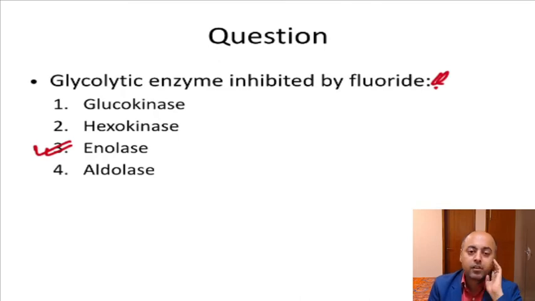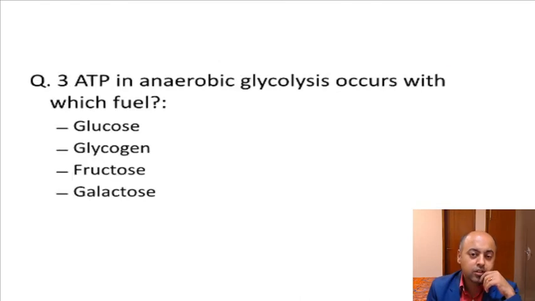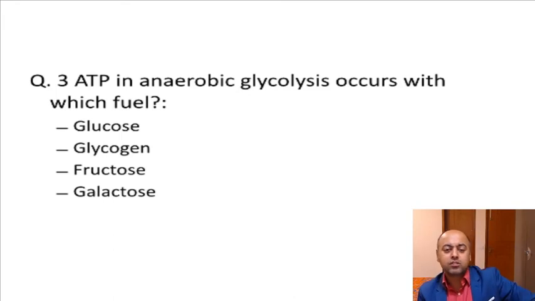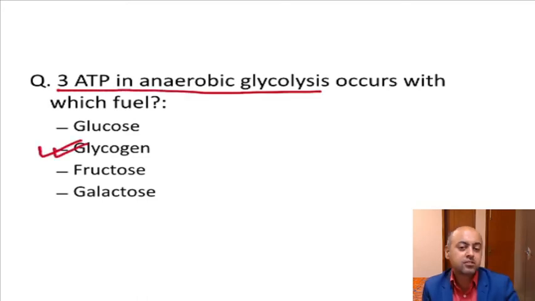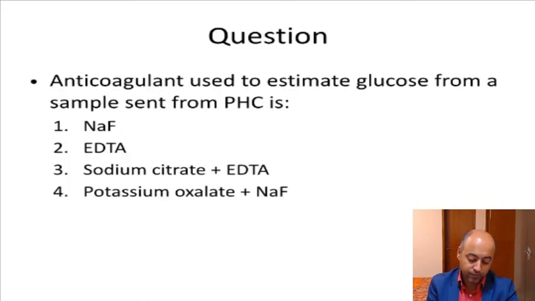Okay. Question number 2. 3 ATP in anaerobic glycolysis occurs with which fuel? We just said 3 ATP in anaerobic glycolysis occurs with glycogen. So the correct answer is glycogen.